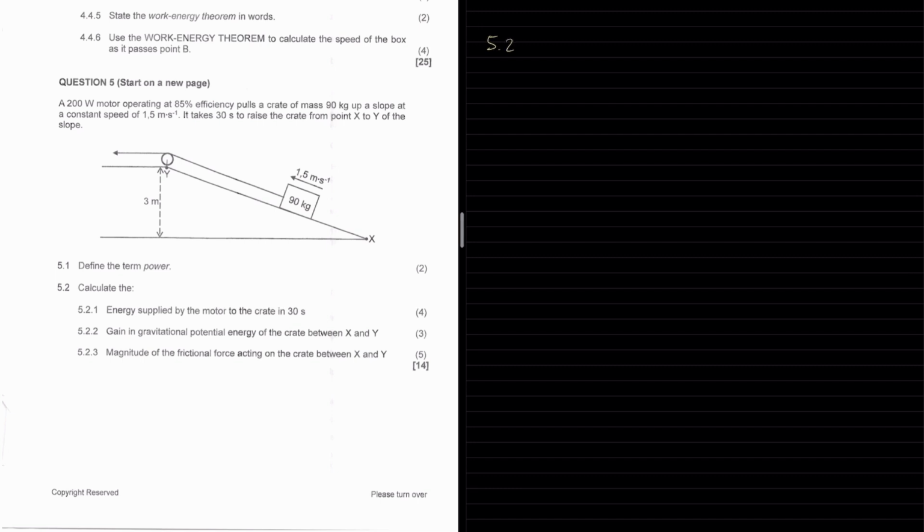5.2.1, well, we know that the power is going to be 85% of 200. So 0.85 times 200 is 170. So the motor is actually working at 170 watts. Now, we know that work is equal to power times time. So 170 times 30 gives us 5,100 joules.